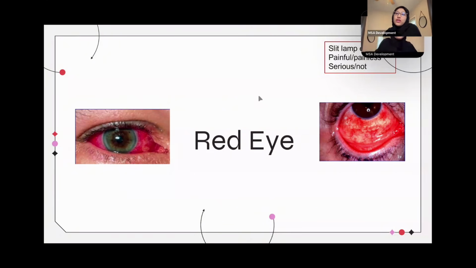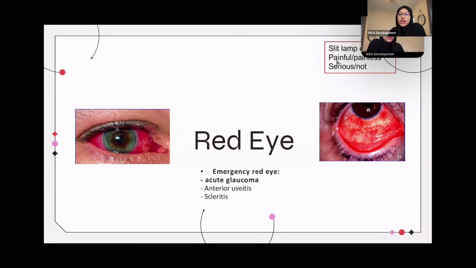And then we will now talk about red eye. Red eye, from the name, an eye that is red, because of the vessels that are in the sclera. So it can be from a lot of things. It can be from the cornea, conjunctiva, sclera, iris. Anything in the eye can cause red eye, any of the structures, I mean. And it's important to know whether it's painful or painless, and if it's serious or not serious.